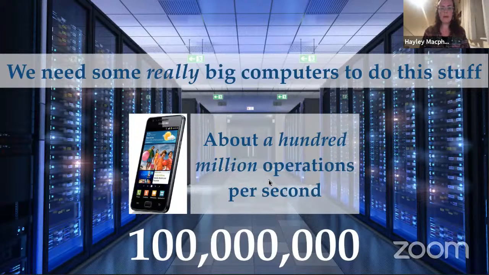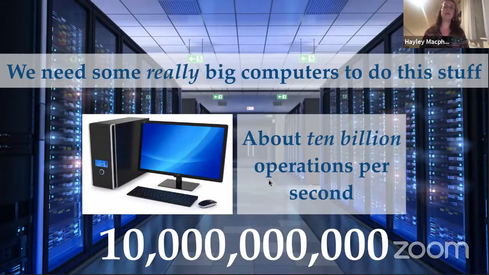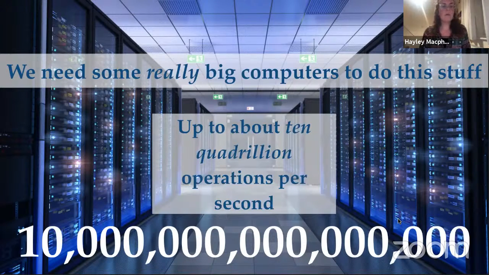But if we go up to your typical desktop computer, this is capable of about 10 billion operations per second. And now, one of these typical supercomputing facilities, and keep in mind that these do vary in size quite a lot, are capable of up to about 10 quadrillion operations per second. Personally, I didn't even know what the word quadrillion meant until I made this slide. Some of these simulations run on a large portion of these computers for a very long time, sometimes weeks or even months. And so that is a lot of computing power.